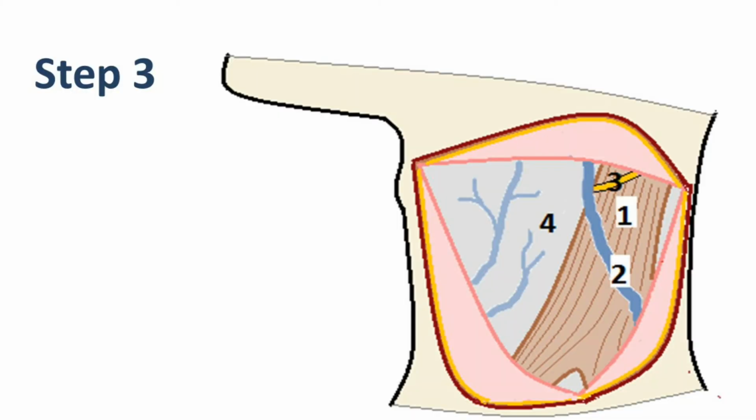This is what you see once you have raised the flaps. In this slide, number 1 shows the sternocleidomastoid muscle, number 2 the external jugular vein, number 3 the greater auricular nerve, and number 4 the anterior deep fascia containing the anterior jugular veins.